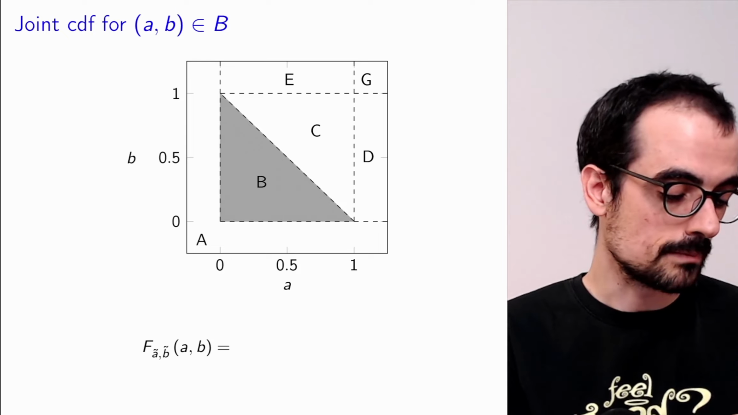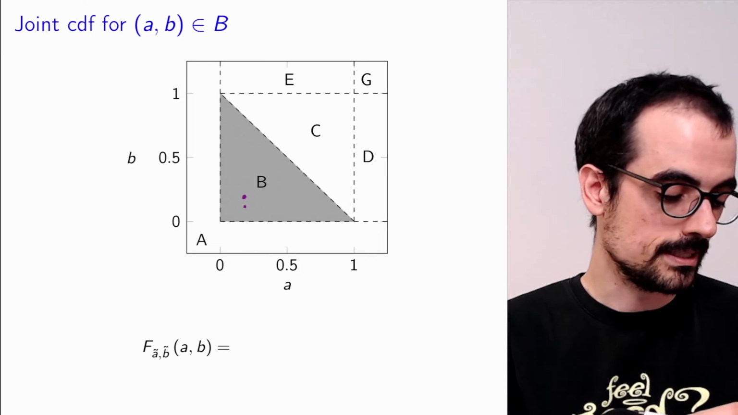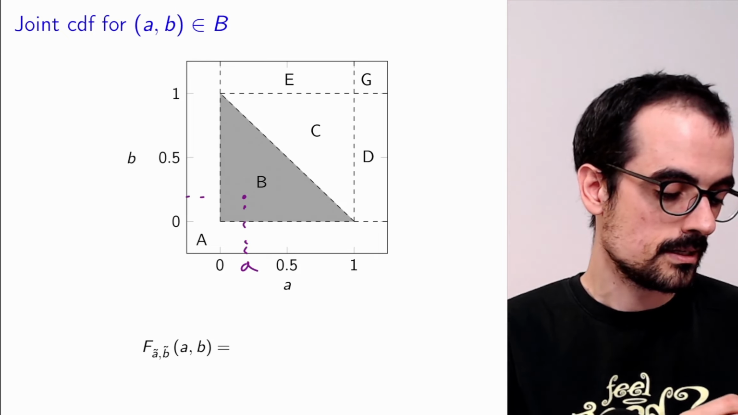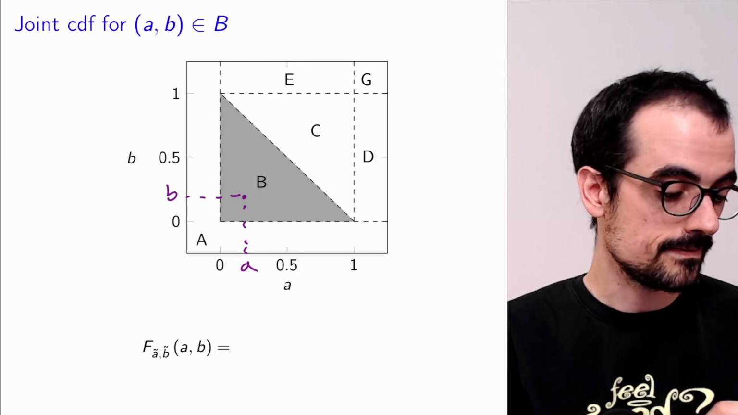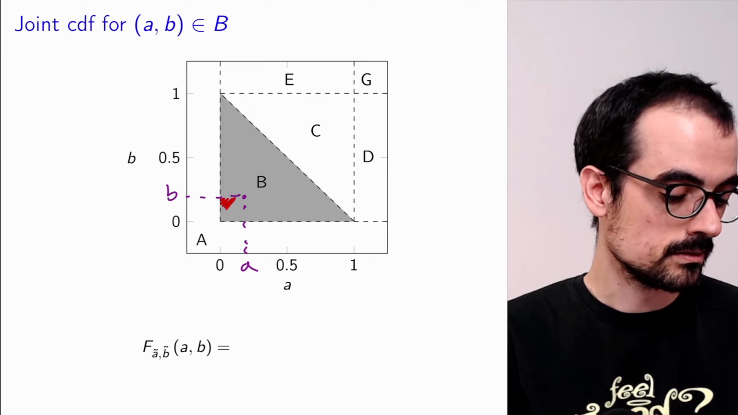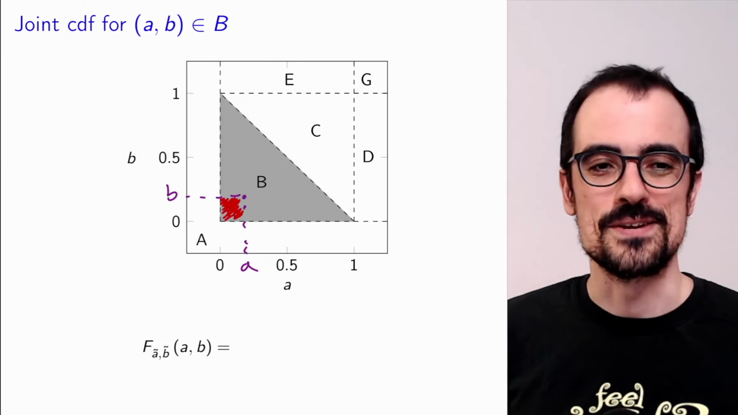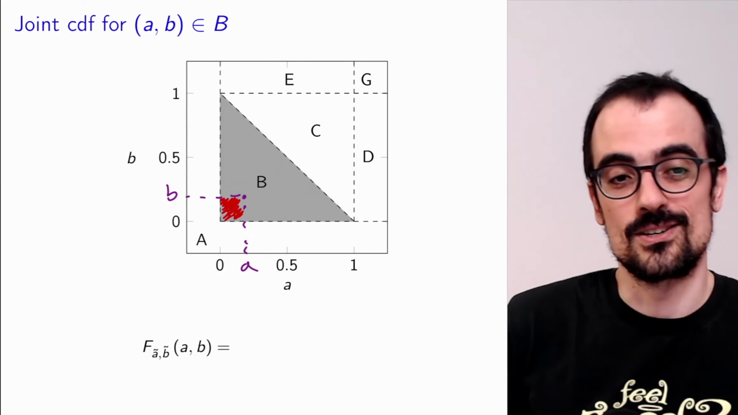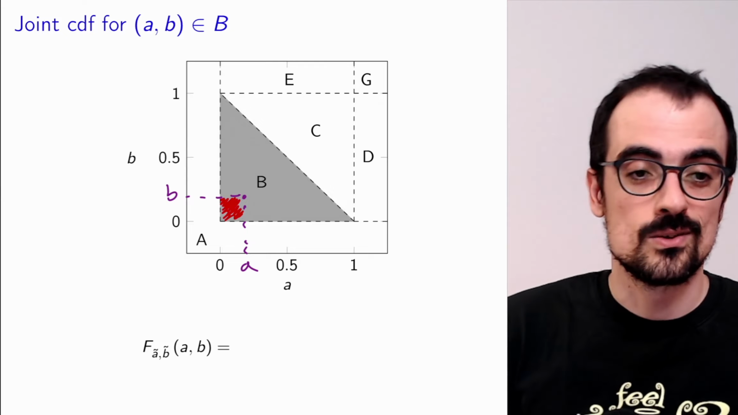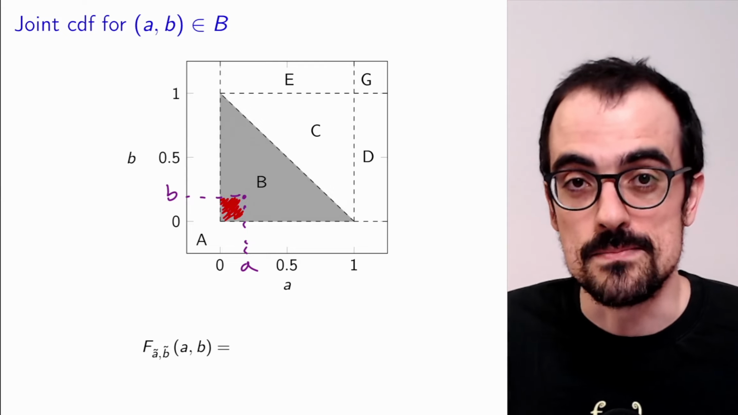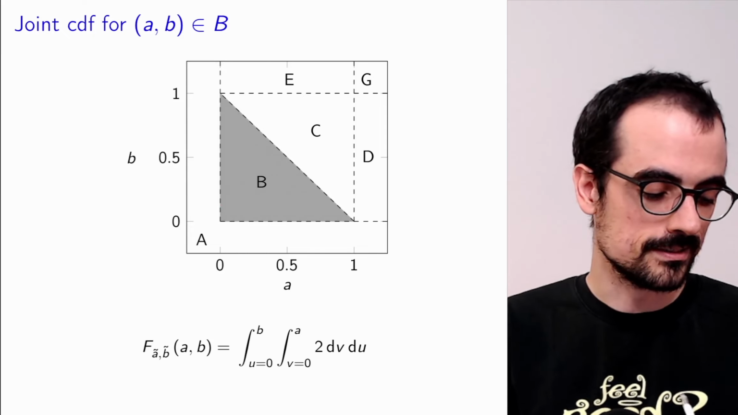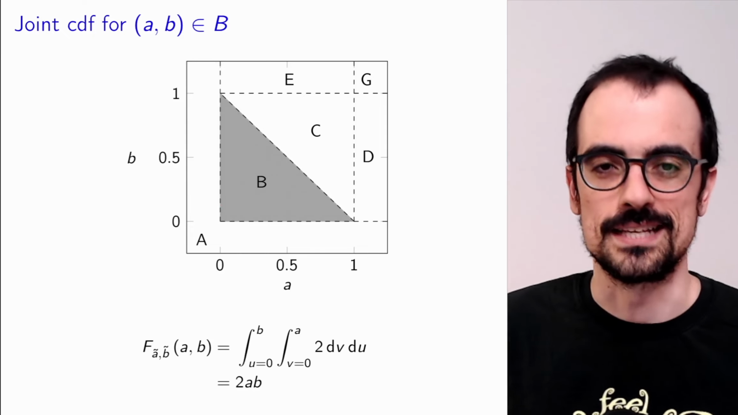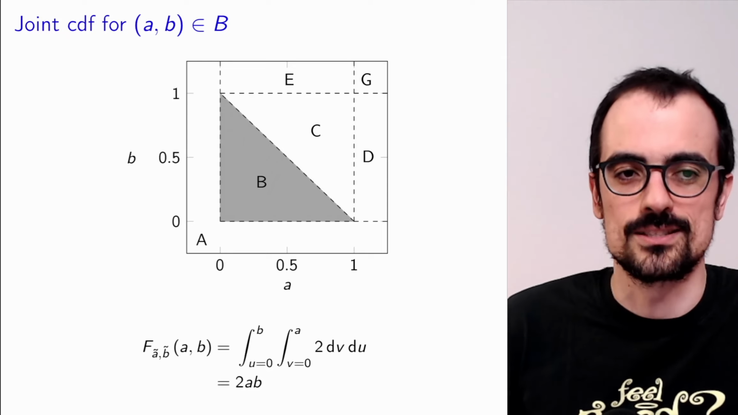So imagine that we're at a point here where this is A and this is B. What is the value of the joint CDF? It's the probability that we're here. This is very easy because the density is constant. What is the area of that square? It's just AB. So the probability is 2 times AB. Okay, I don't even need to really do many integrals, but the integrals are there in case you want to check, but it's 2AB.